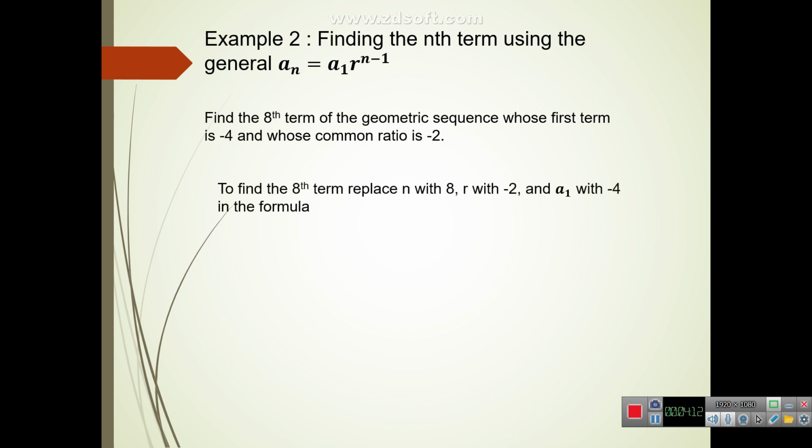Here, n is given, a1 is given, and r is also given. Therefore, just substitute the given values into the formula. So, a sub 8, which is the eighth term, will be negative 4, which is the first term, times negative 2, which is r, to the power of 8 minus 1, which is n minus 1. So finally, the eighth term will be 512. This is example 2.